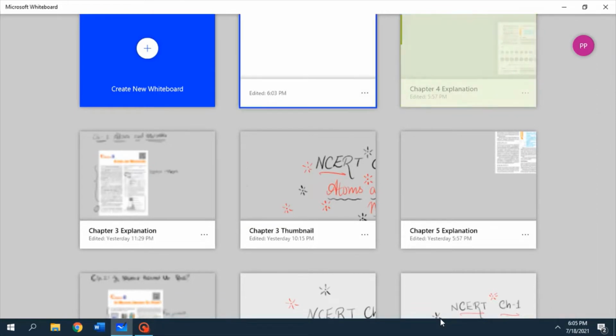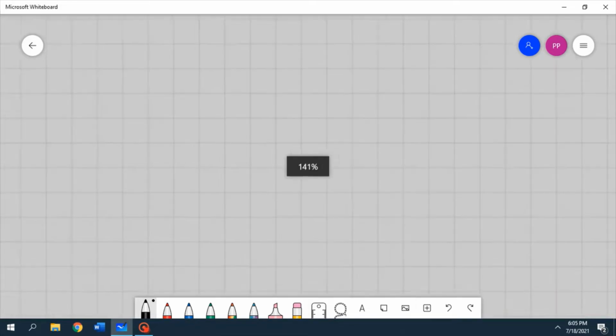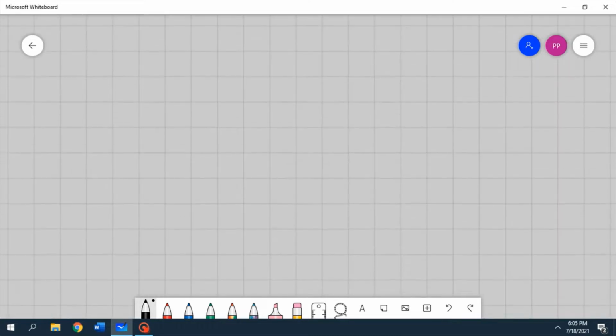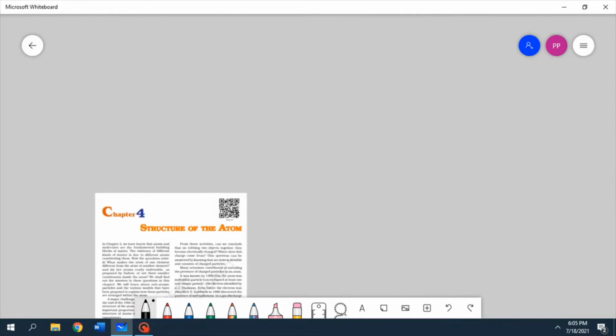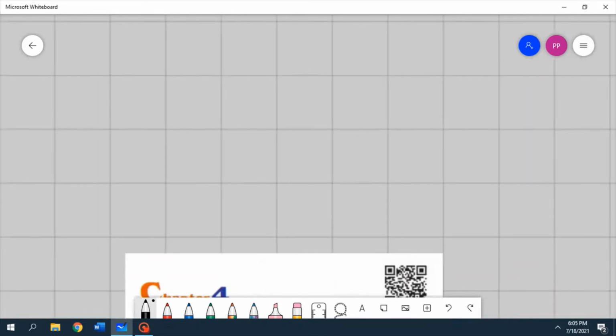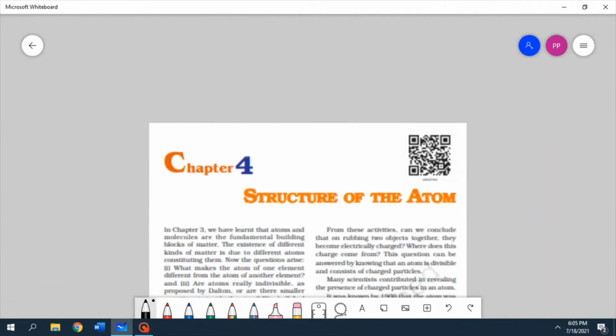Alright, so as I said before, this is the last chapter of chemistry, so please pay attention. This is also a very important chapter that will play an important role in the coming chapters of chemistry. So it would be very helpful for you if you pay attention. Alright, so let's start with Chapter 4, Structure of an Atom.